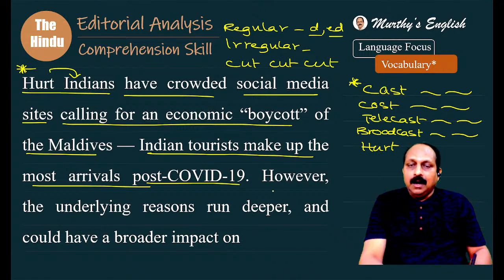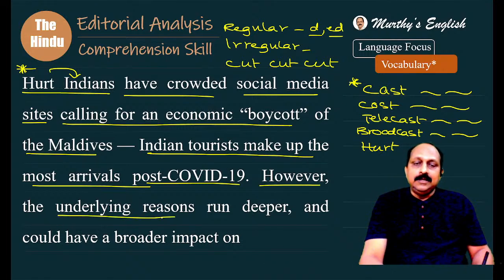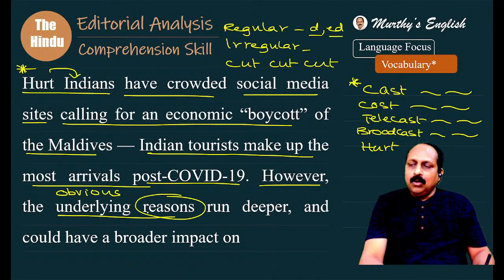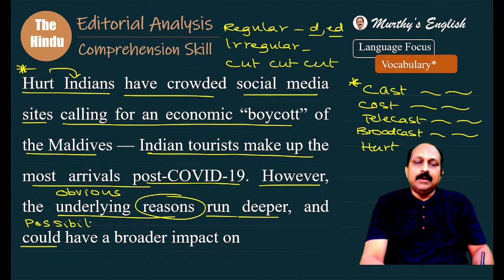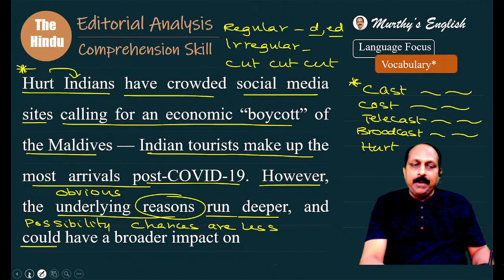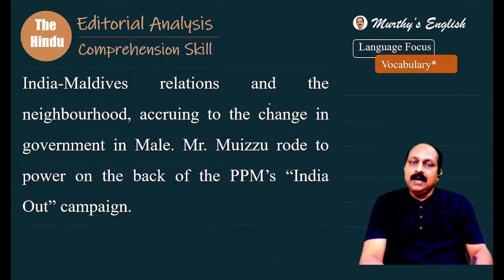But the editorial says, however, a contrasting word, the underlying reasons. When we talk about reasons, we can use two words. One is obvious reasons. Obvious means what? Something crystal clear, goes without saying. But the opposite is underlying reasons. Running beneath, not obvious, not visible. Underlying reasons run deeper and could have a broader impact. Here, could is used to talk about possibility, but the chances are less. Could have a broader impact on India-Maldives relations and the neighborhood.